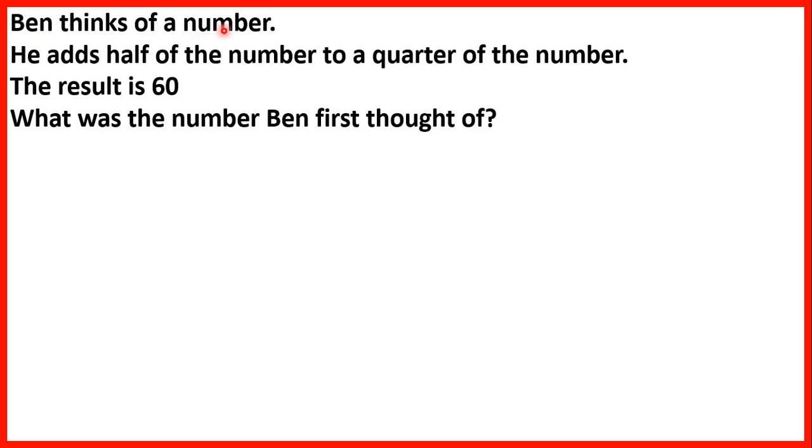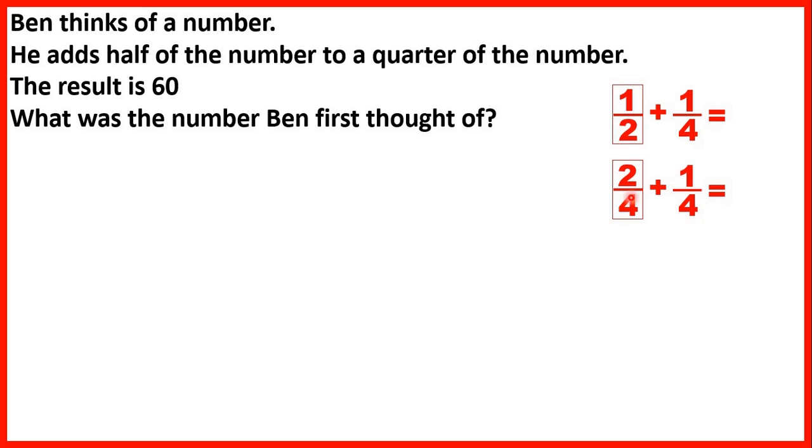Ben thinks of a number. He adds half of the number to a quarter of the number. The result is 60. What was the number Ben first thought of? So he's added 1/2 and 1/4 of the number. 1/2 is the same as 2/4, so that means that he's got 3/4 of the number altogether. So 3/4 of Ben's number is 60, and we need to find the number.